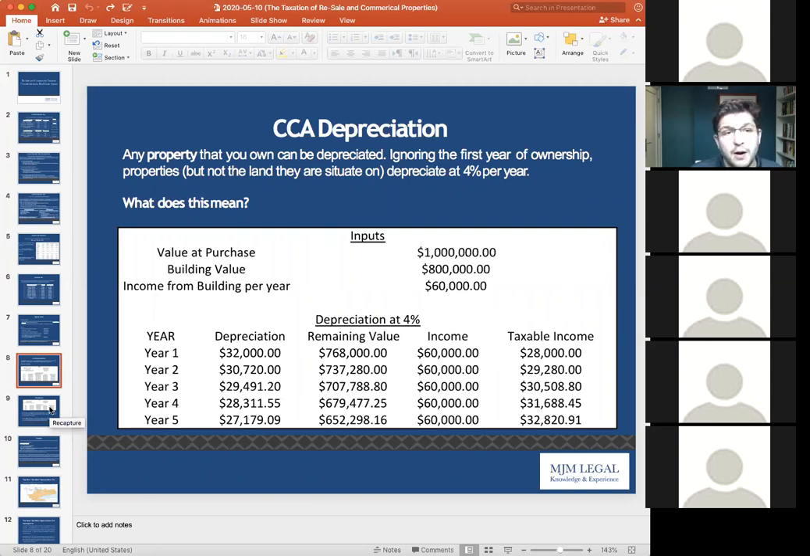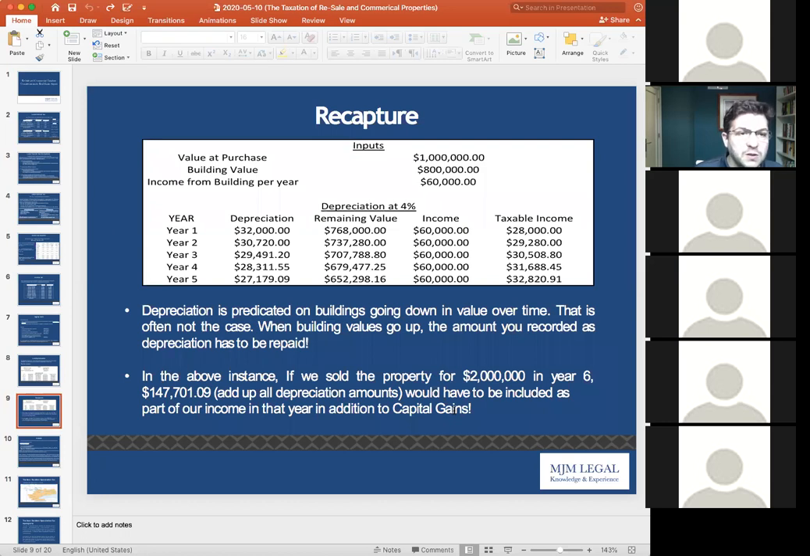When you resell your property, lo and behold, the building value will not have depreciated. It will have actually gone up, because that's what happens with real estate. And when that happens, all of this depreciated amount, let's say that it's been 5 years, all of this amount that you have depreciated over the course of years will be deemed to have been done improperly. And that is the beautiful tax called recapture.